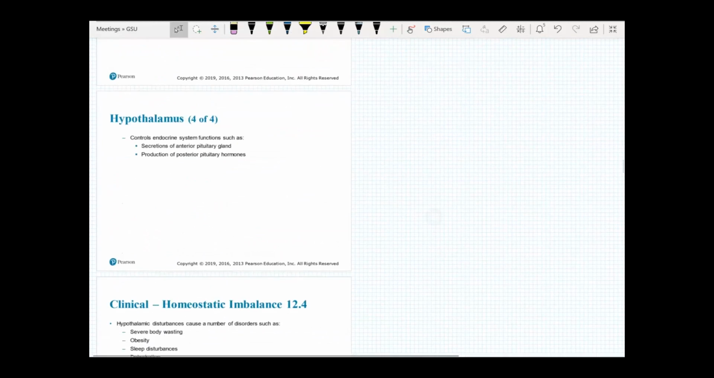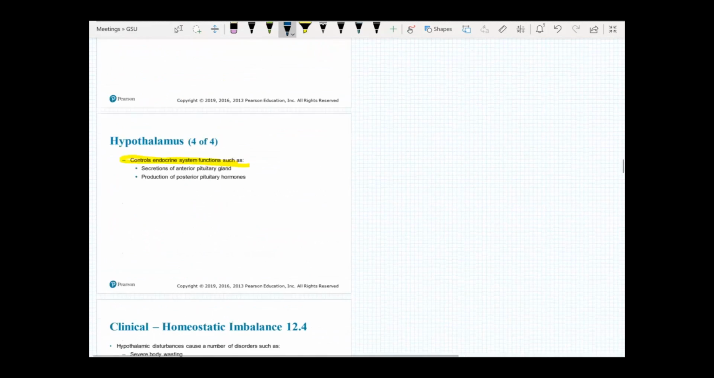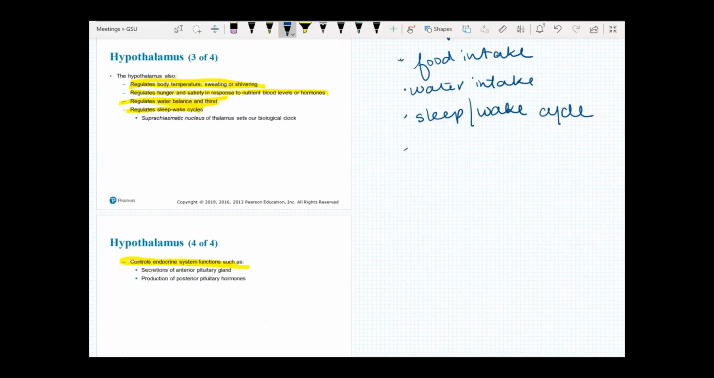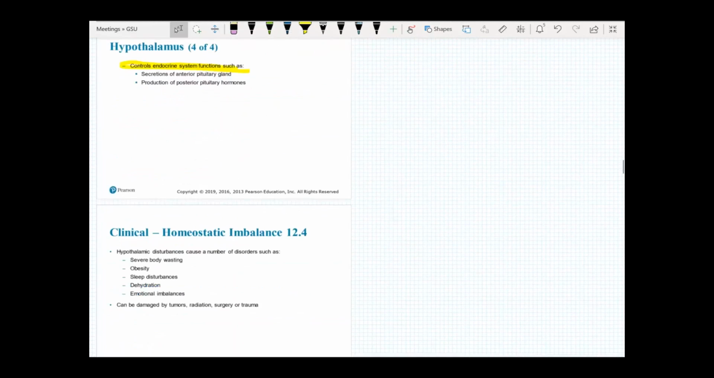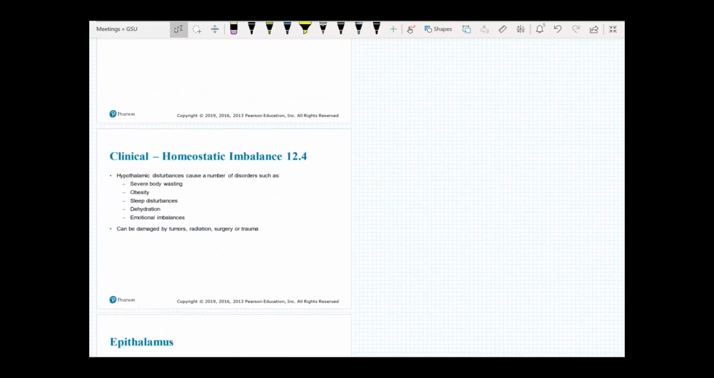It will also be responsible for secreting some hormones, which is important for the pituitary, anterior and posterior. So it will control hormone release, which is very important. If there are any issues with your hypothalamus functioning, here are just a couple of examples of how things can go wrong if that homeostatic mechanism gets messed up.